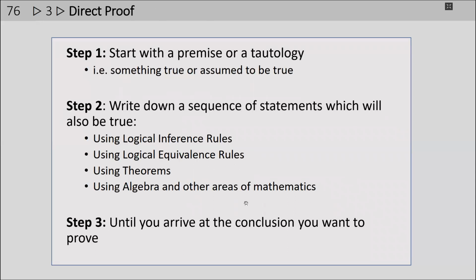So what's a direct proof? A direct proof is that you start with a premise or tautology, and you write down a sequence of statements which will also be true using something you already know, using algebra, using theorems, using logical equivalence, using inference rules, things you already know from previous lectures, until you arrive at a conclusion, guys, okay?